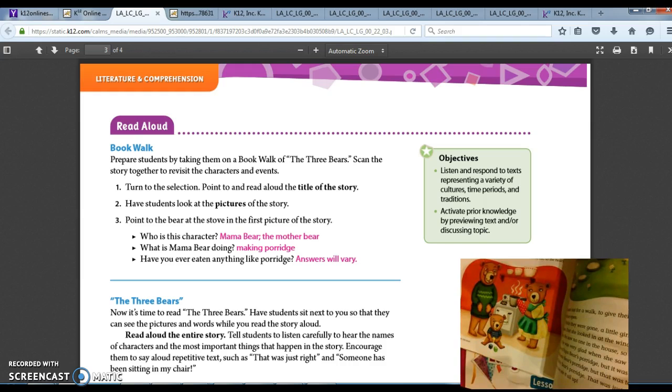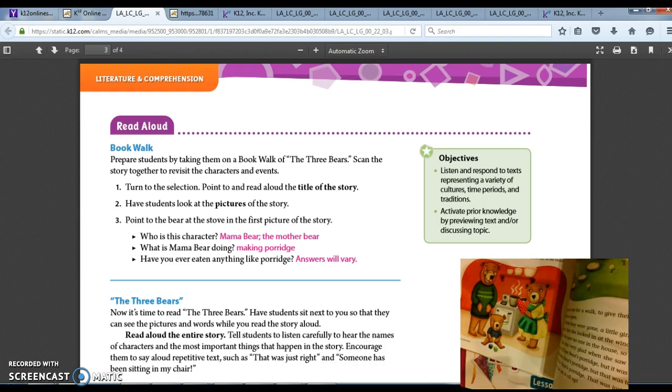Okay, once again, learning coaches, if you're doing this lesson on a different day, you will want to reread the Three Bears. Have your students sit next to you and let them see the pictures and the words while you read the story aloud. Make sure, students, that you listen carefully for the names of the characters, where the story is taking place. And I want you to also listen for storylines that repeat over and over.